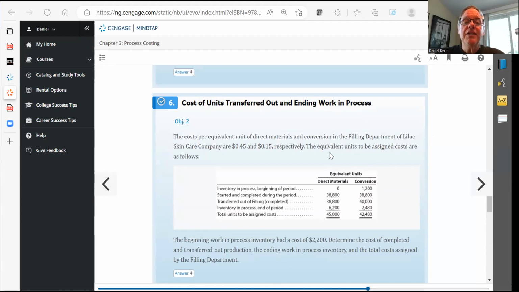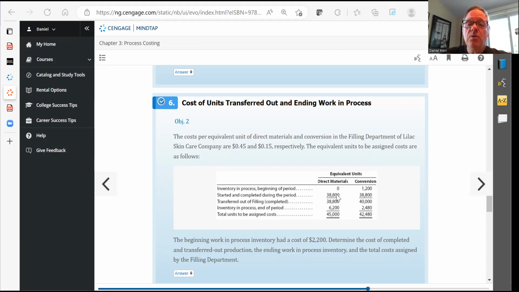So let's take a look at exercise number 6, and I'd like you to pay attention to particular things in the illustration here. So this is exercise 6. If you want to follow along, you can follow along in your textbooks on page 125. So they give us a chart. They've already computed the equivalent units for this period. So we can see with regard to the inventory in process at the beginning of the period.